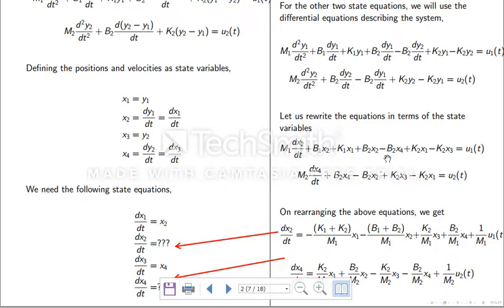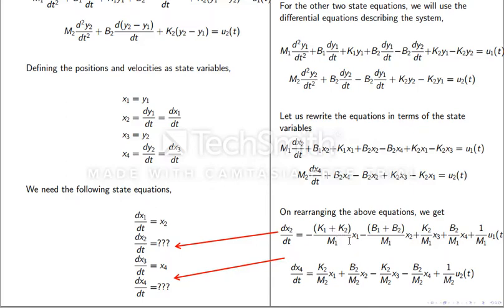Similar manipulations on the second equation will yield dx4 by dt. That is in the order of the state variables x1, x2, x3 and x4. These are the terms. Okay, so the other two state equations also we have got. These are the two state equations we needed, and those two equations are ready with us.